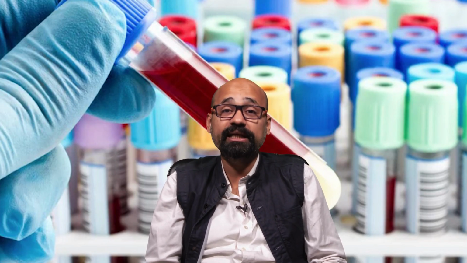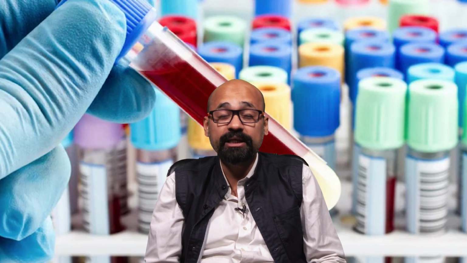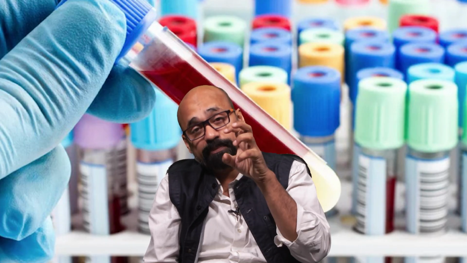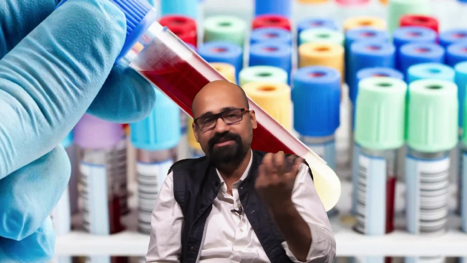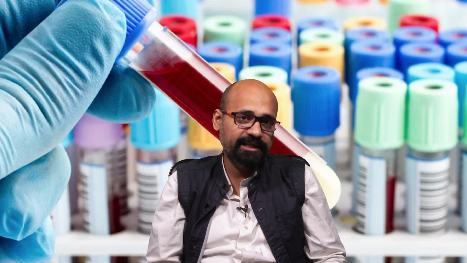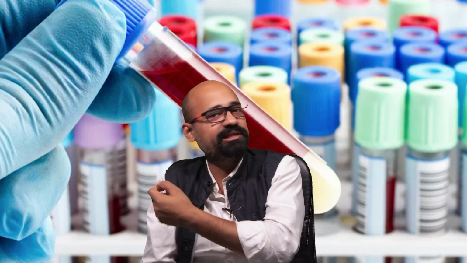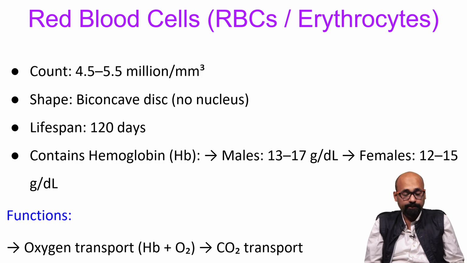The RBCs contain a protein called hemoglobin. It is the hemoglobin protein which binds with the oxygen and with the CO2, and it carries the oxygen inside the RBCs when the RBCs travel in the blood. The hemoglobin content in males is 13 to 17, females 12 to 15, you should know the range, and the function is oxygen transport and CO2 transport.